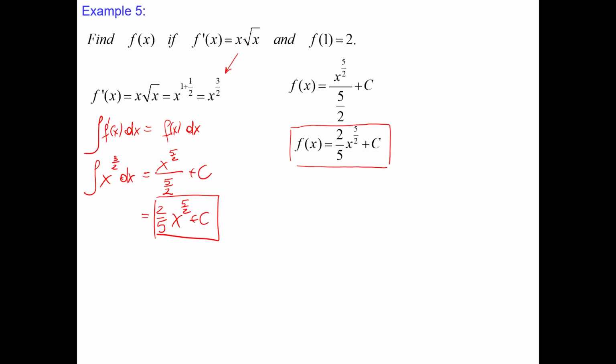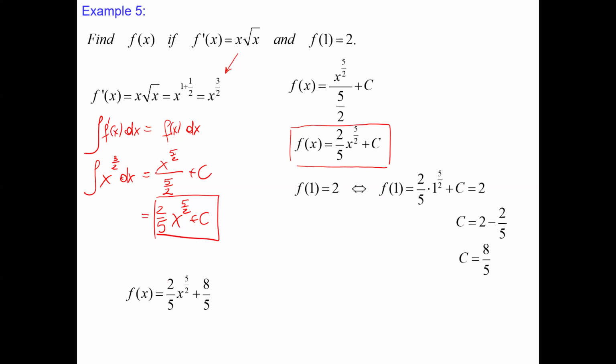Now, how can we find the constant c? We may find it since the initial conditions are provided. I can simply say that f of 1 equals 2. Instead of x, we replace x with 1 and compute the constant c. 1 to the power of any number is 1. We will just subtract 2/5 from both sides. That means c is equal to 2 minus 2/5, which is 8/5, and this will be the final answer.